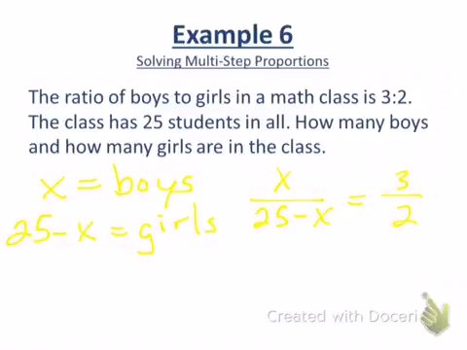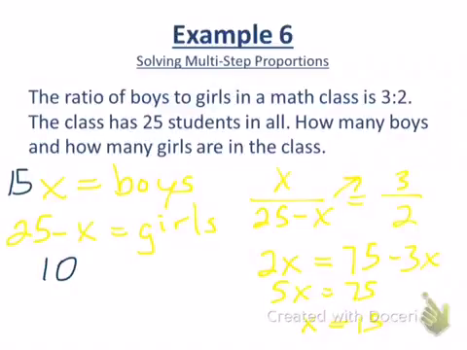Cross multiply, we get 2x equals. Cross multiply here, remember you got to distribute. 75 minus 3x. Now we're seeing a lot of these unit 3 tests we just took, these simple equations coming into play. We need to be very efficient with these, right? Add 3x to both sides, we get 5x equals 75. Divide both sides by 5, we get x equals 15. So there's 15 boys. 25 minus 15 is 10 girls.